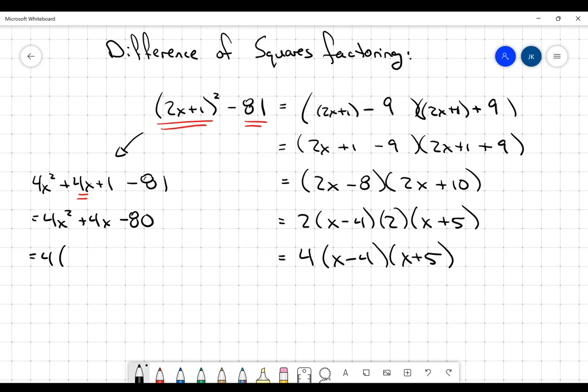There is a common factor of 4 to all those terms. And then this is going to factor, just like we said, 4 times x minus 4, x plus 5. So there are two different ways you can do that. Again, just be careful if you choose to expand that out that you are identifying that middle term here. Otherwise, the difference of squares method, breaking into its binomial conjugates, is pretty good.